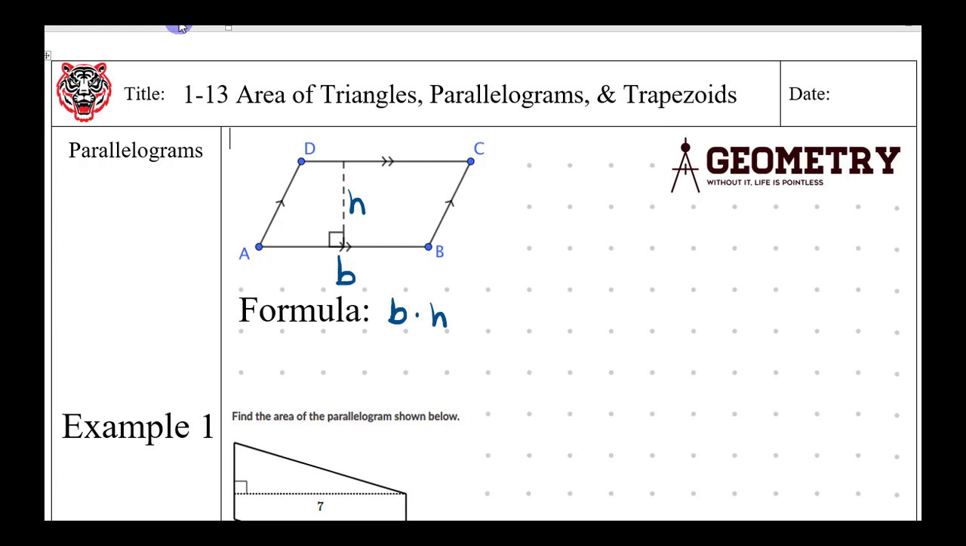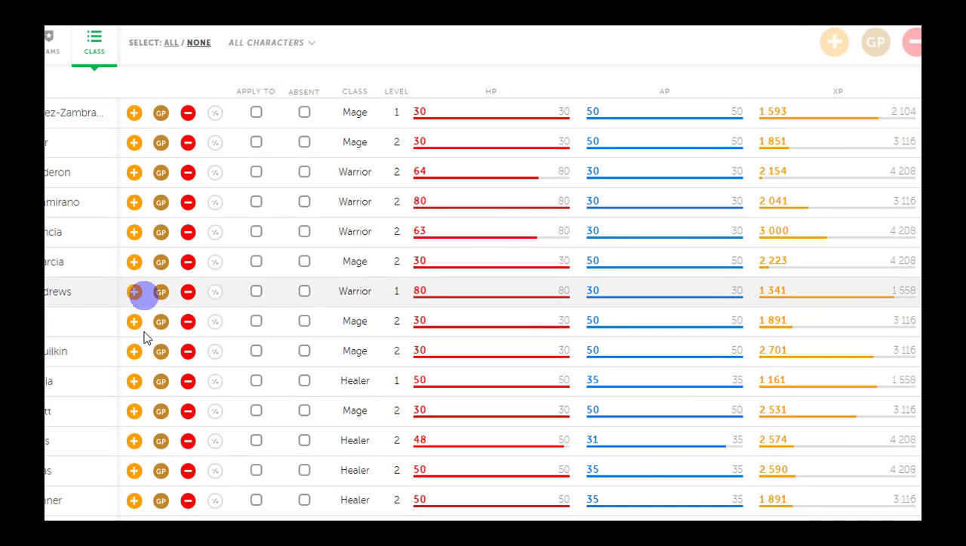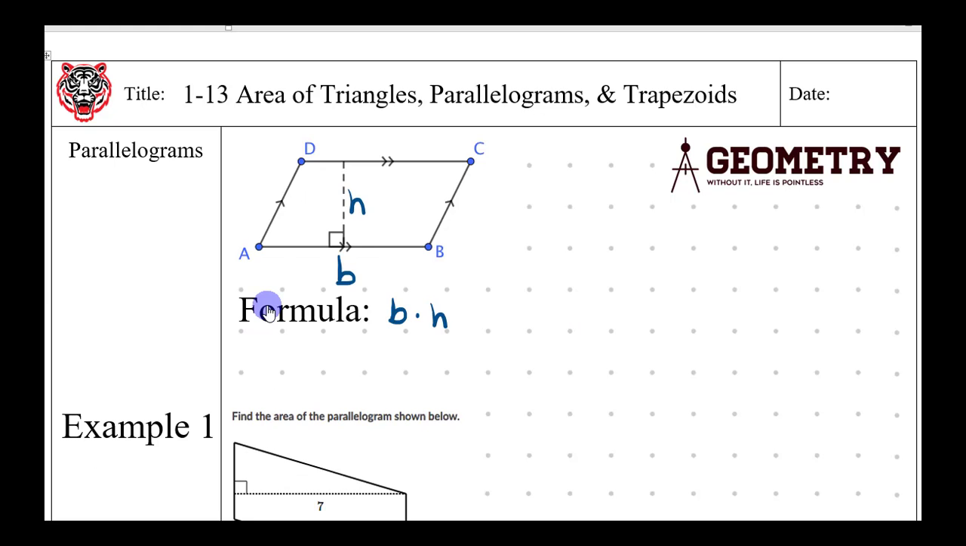Just base times height. But here's the question. Why? I love that question when it comes to math. Why is it base times height? So let me give you your XP before I forget, India. Boom. Why is it base times height? India again, yeah, go for it.